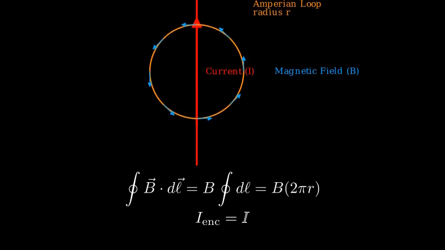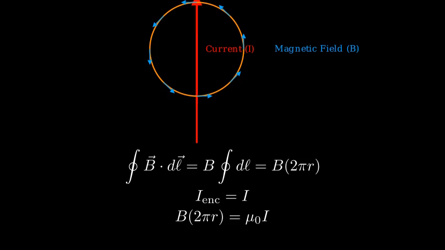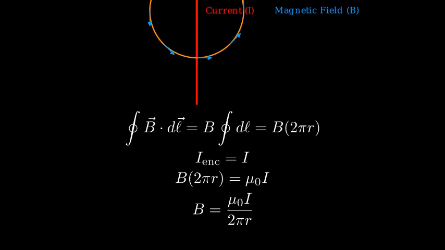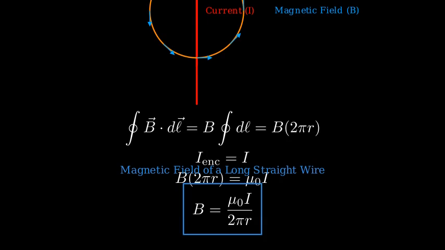Now the enclosed current, I enclosed, is simply I, the current flowing through the wire. Using Ampere's law, we can write B times 2 pi r equals mu naught times I. Solving for B, we get B equals mu naught times I divided by 2 pi r. This is the well-known formula for the magnetic field due to a long straight current-carrying conductor at a distance r from its axis. Before we tackle a numerical problem, let's note some important points about Ampere's law.